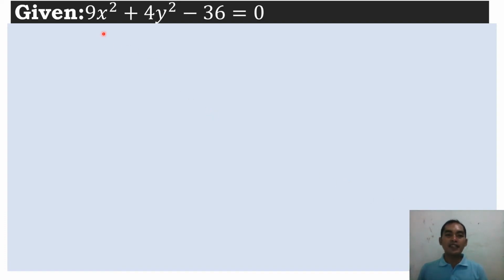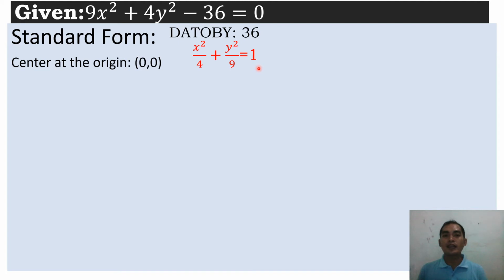So we have the given 9x squared plus 4y squared minus 36 equals 0. The first step is to change this to standard form. How to change it? Okay, so you transpose the constant term to the other side, it became positive 36. And ano ang gagawin mo sa 36 para maging 1? Of course, you are going to divide it by 36. It means we divide all the terms by 36. Divide all throughout by 36.